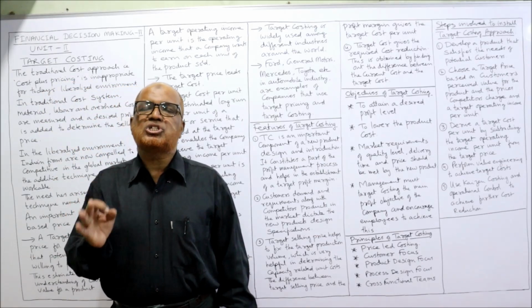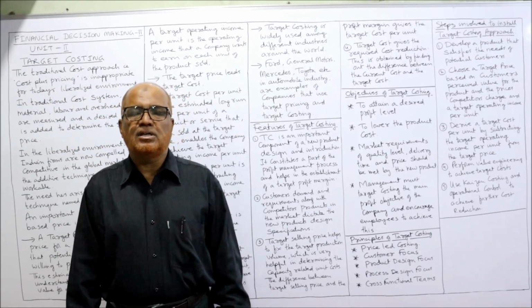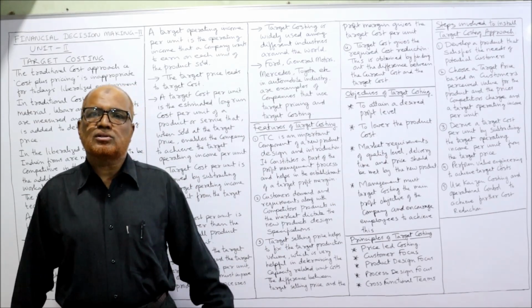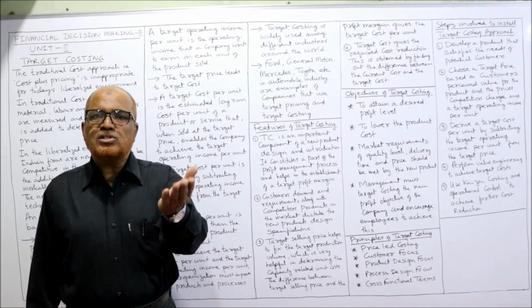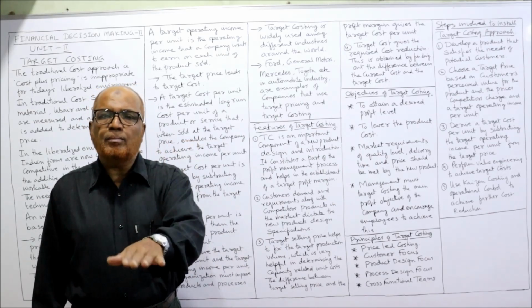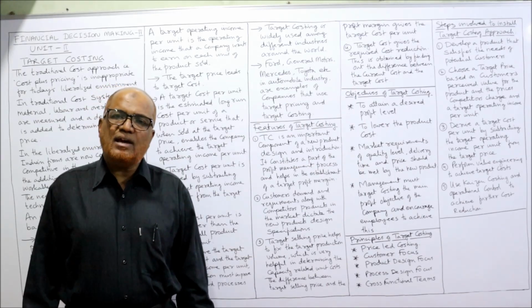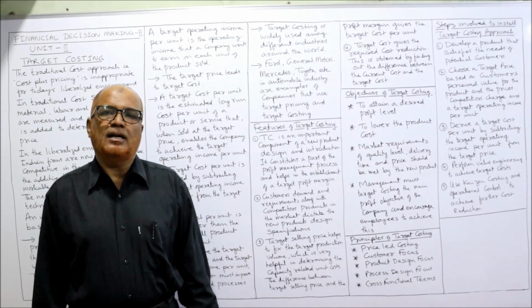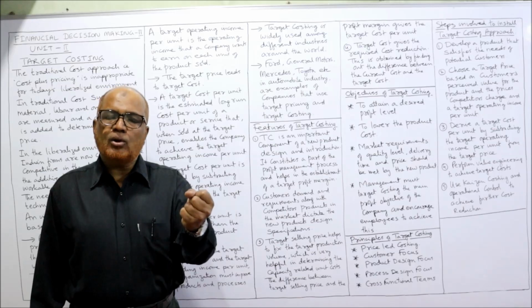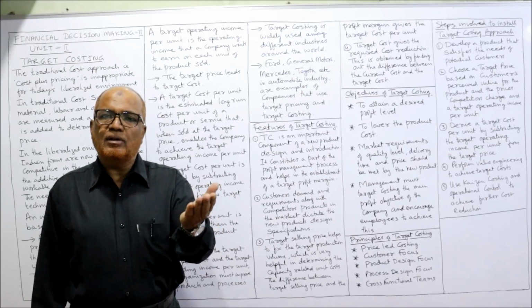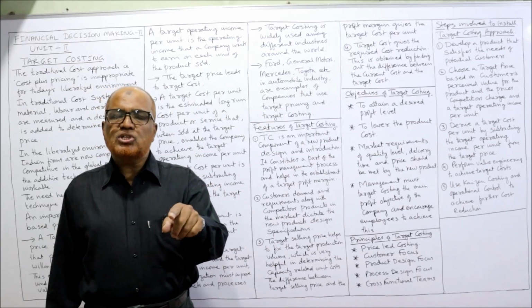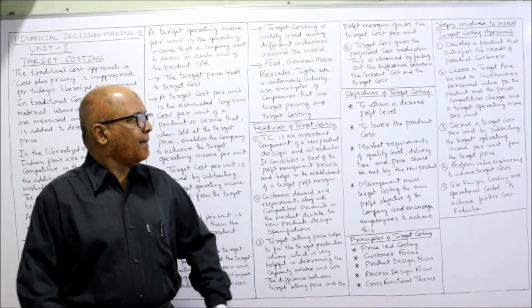Secondly, to lower the product cost. The second objective of this target costing is to lower the cost. See here, as the cost increases, the profitability will come down. Money saved is money earned. So if you control the cost, the profitability will increase. So the second objective of target costing is controlling the cost.